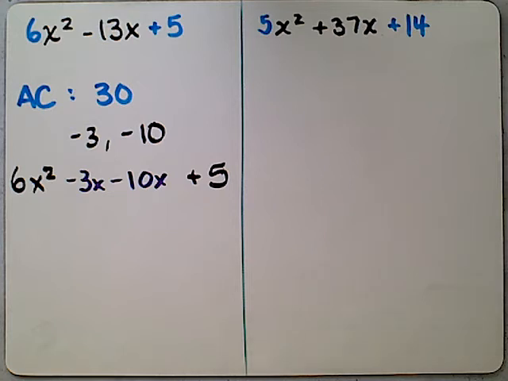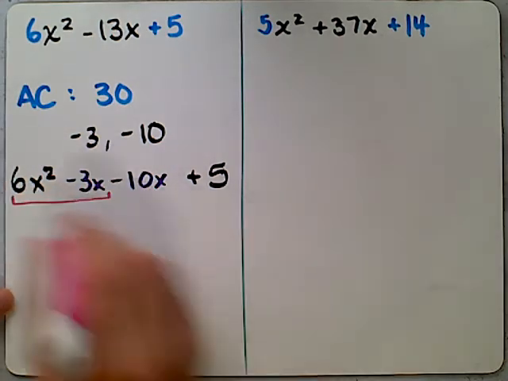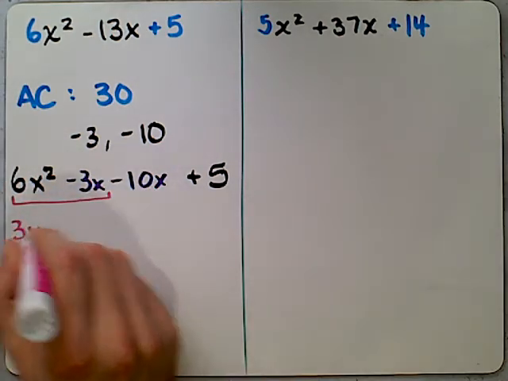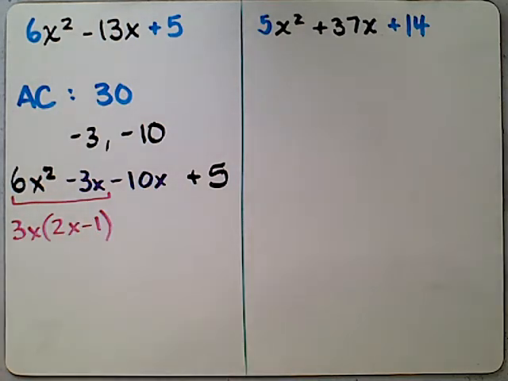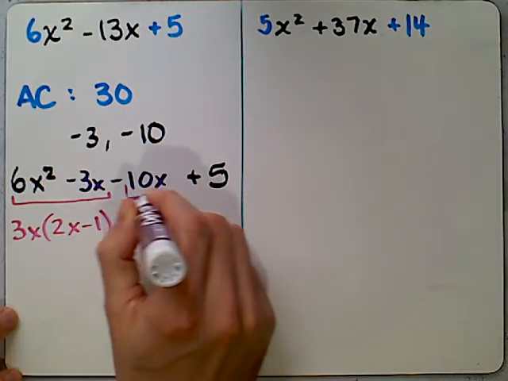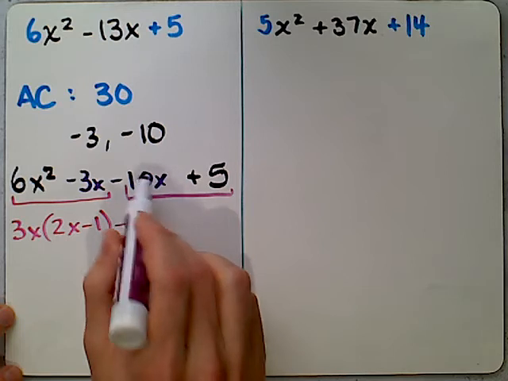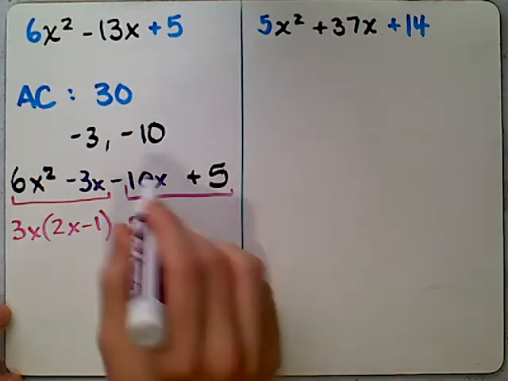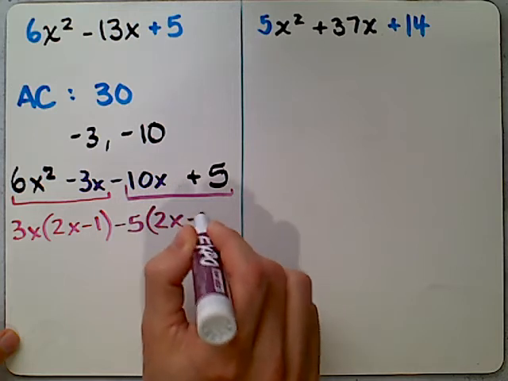At that point, all we actually have to do is factor by grouping. You'd start here, factor these two terms by grouping. We take out a 3x. We're left with 2x minus 1. We can jump to these terms here. Factor out a negative 5, because again, our lead coefficient of these two terms is a negative 10, so factor out a negative 5, leaving us with 2x minus 1.